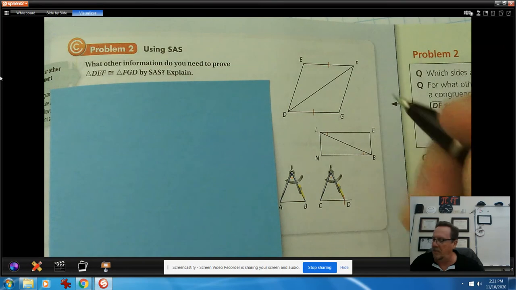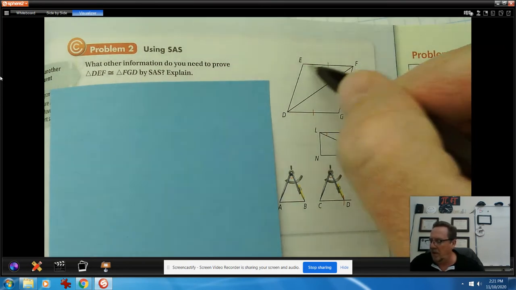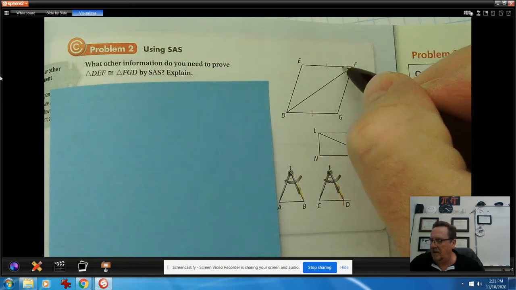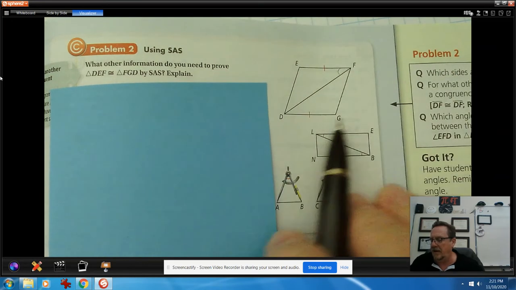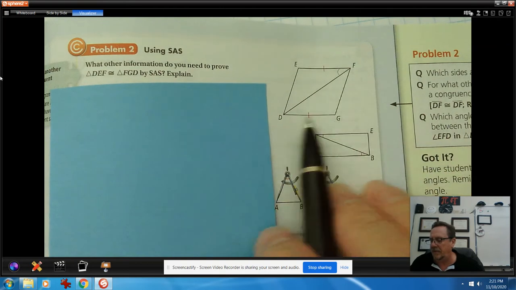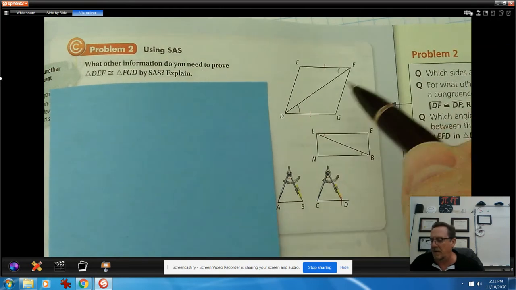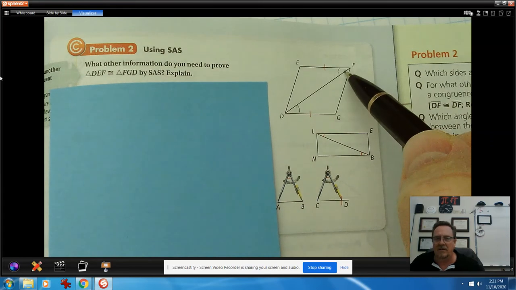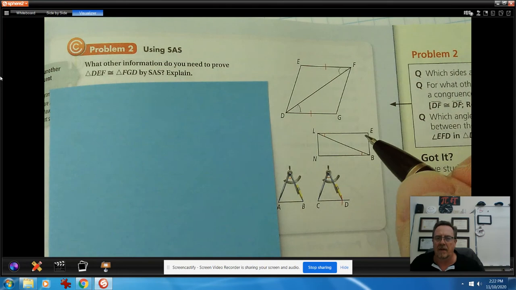I'm going to mark in my book, which you should never do, but what we're looking for is what angle is between these two sides. So it's this angle. And if you go down to the other triangle down here, what angle is between the two sides we're talking about there? Well, it's this angle. We would need to know that this angle and this angle are congruent, okay?